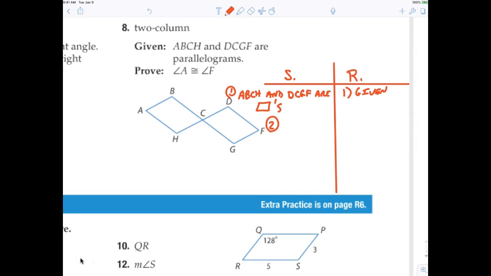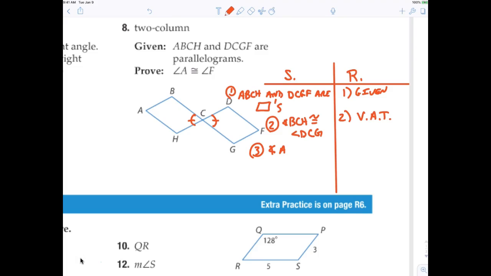Very good. Those are vertical angles. So angle BCH is congruent to angle DCG, and we'd say that's from the vertical angle theorem. All vertical angles are congruent. So right now I have those two things are equal. Now what else? Tell me.